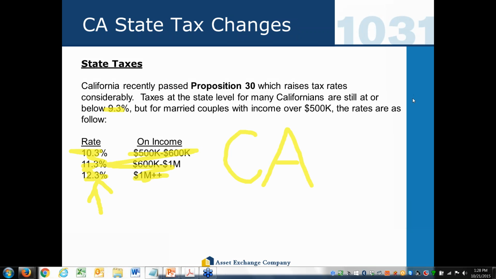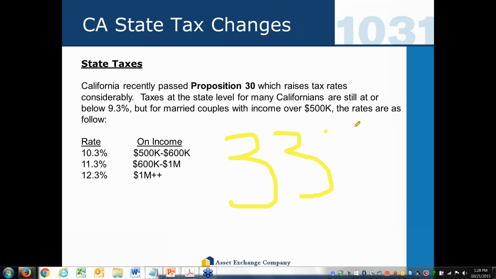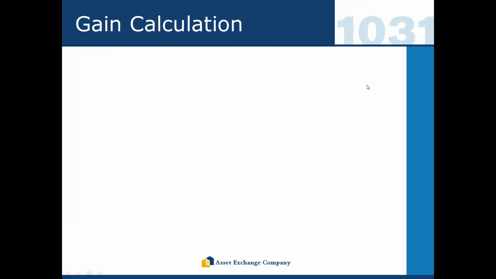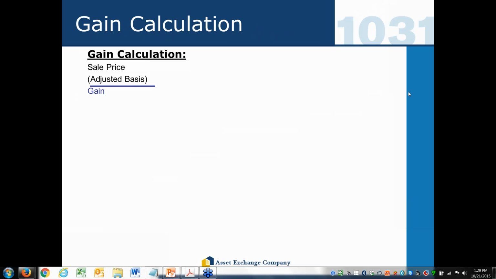Now, ladies and gentlemen, you don't need to memorize all these tax rates and all the tax equations. All you need to know for our purposes here is that about 33% of your gain goes to pay taxes. Now, let the CPA crunch the numbers to get to the exact tax dollar that you owe, but just for your purposes, assume that 33% of your gain goes to pay taxes.